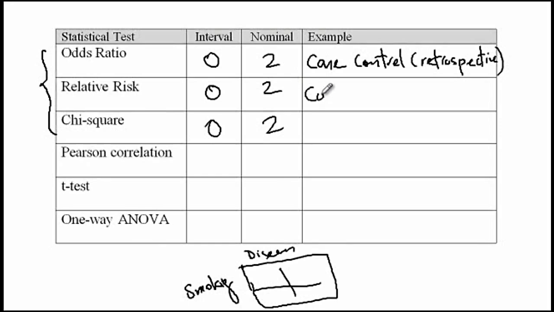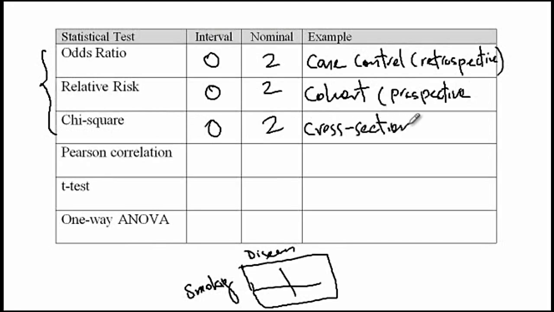Relative risk is used for cohort, where we follow up on the patients in the future, and this is a prospective study. And then chi-square test is the one that is used for evaluation at the present, cross-sectional. So it's just one time point we are using. We do not follow up on the patients.